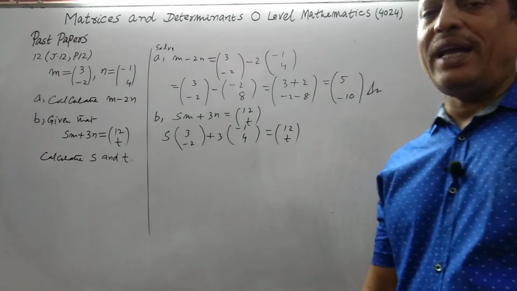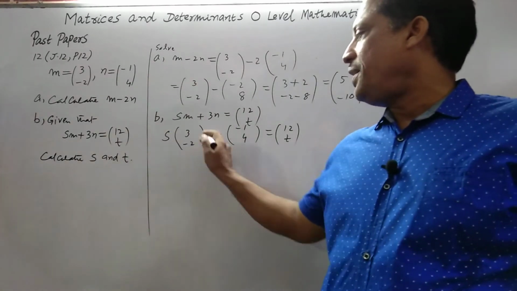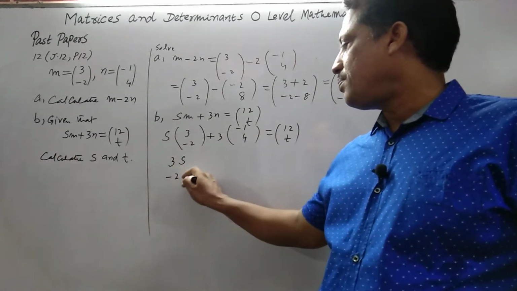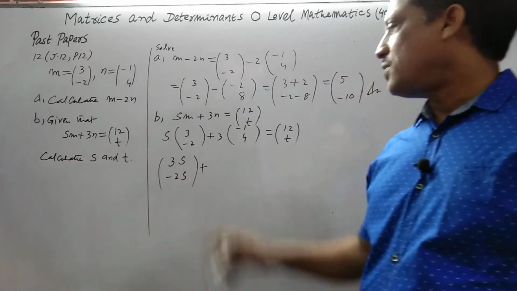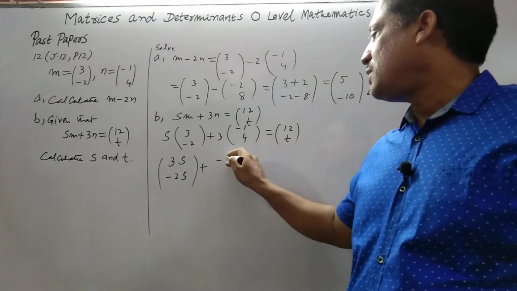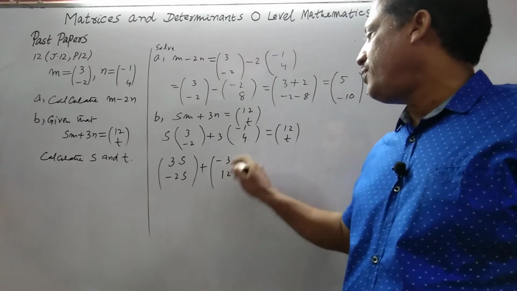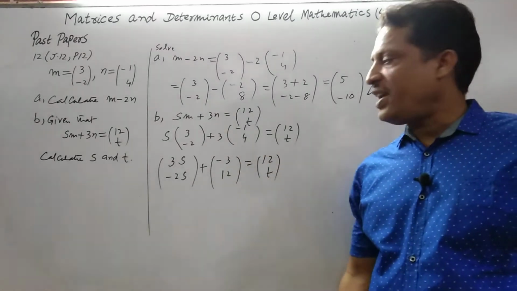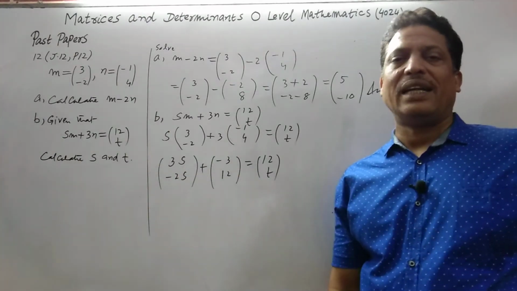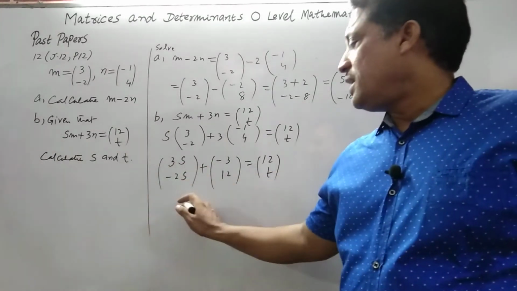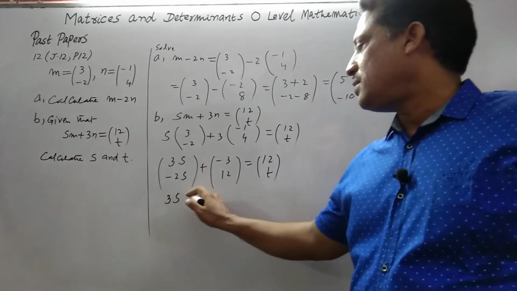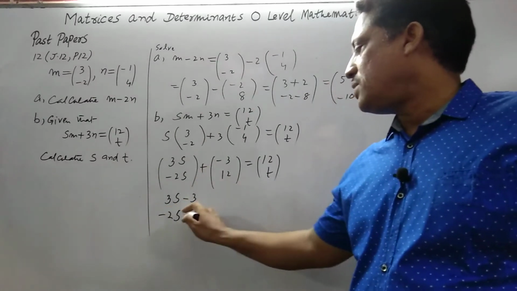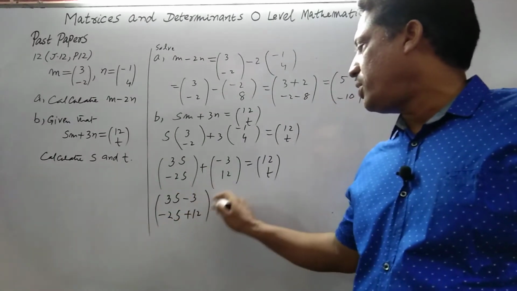Again multiply s by 3 and minus 2. s into 3 is 3s. s into minus 2 is minus 2s. Plus 3 into minus 1 is minus 3. 3 4s are 12 is equals to 12t. Again, whenever we add two matrices, we always add corresponding elements. This is 3s plus minus 3, this is minus 2s plus 12 is equals to what?